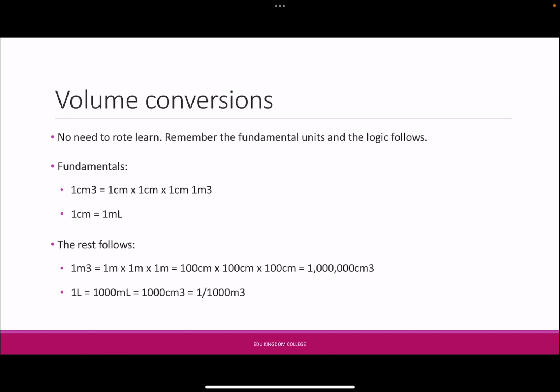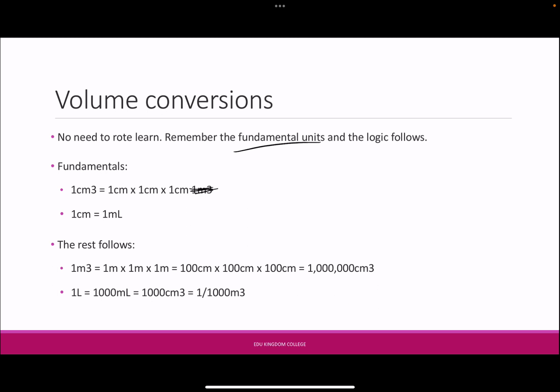So just an overview before we start. Volume conversions is a slightly tricky topic, or one that we might want to know in this exam. I found it quite difficult because I tried to rote learn, which means just memorize without understanding, whereas it's a lot easier if you remember the fundamentals and then just use logic to figure everything out. So the fundamentals are right here.